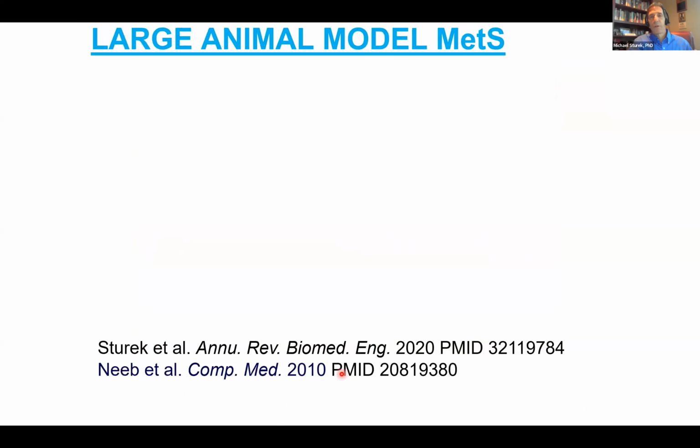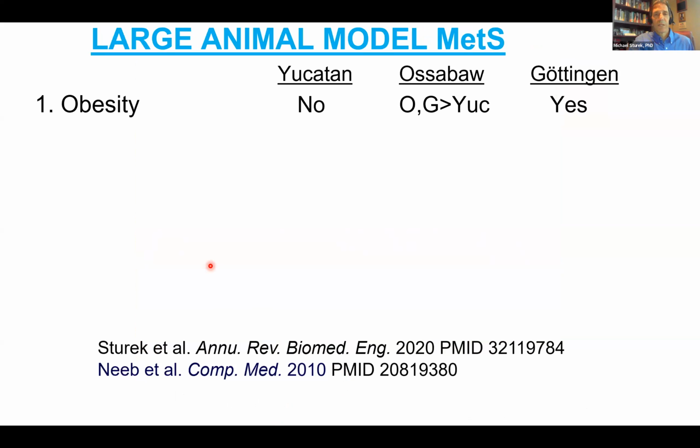And now I'm going to go through the reasons why we think the Ossabaw pig is the best large animal model of metabolic syndrome. And first thing is obesity. And I'm going to list criteria that are used for humans. And I can tell you that we did a systematic study head-to-head of the Yucatan and Ossabaw. And I'm just citing literature on the Göttingen here in this column. So the Ossabaw and the Göttingen have a much greater propensity to obesity than does the Yucatan.